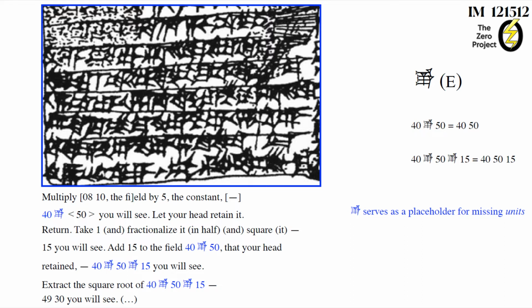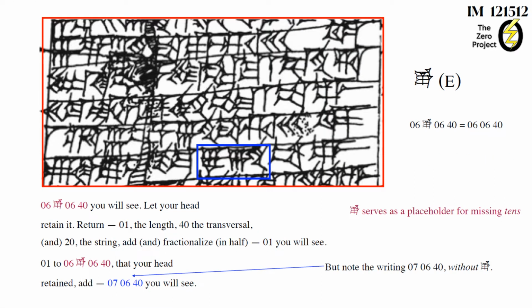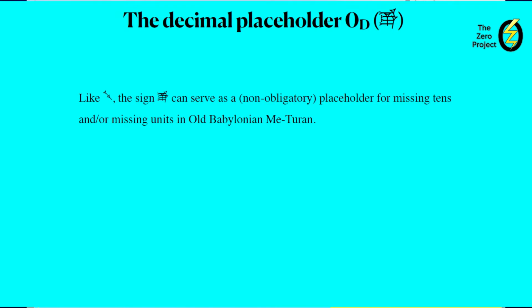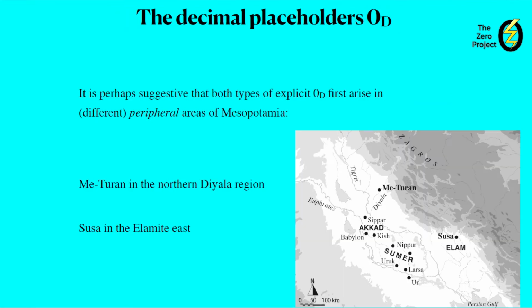and which serves as a placeholder for missing tens, and can also serve for missing units, by the way. So it also is a decimal placeholder, 0. And like gan, it is a non-obligatory placeholder for missing tens and units in Old Babylonian Meitoran. It's perhaps suggestive that both types of explicit 0D, my term for decimal placeholder, first arise in different peripheral areas of Mesopotamia. You can see Meitoran here in the northern Diyala, Susa over here in the Elamite East.